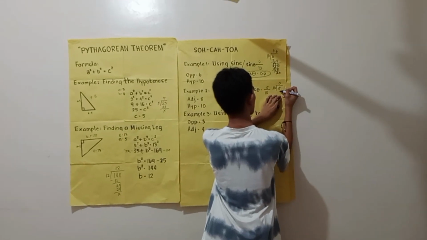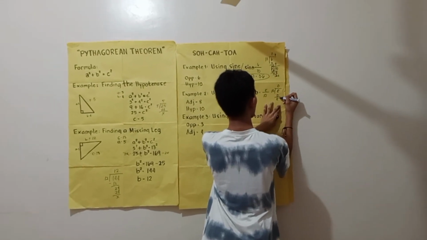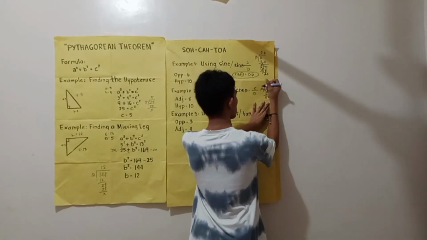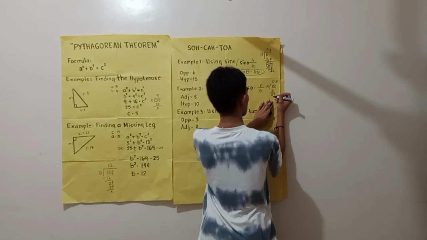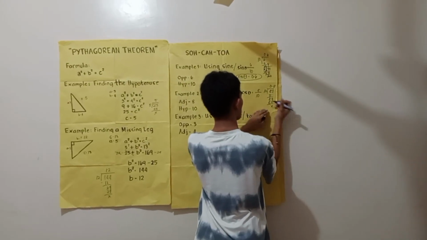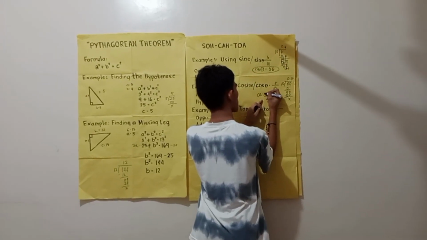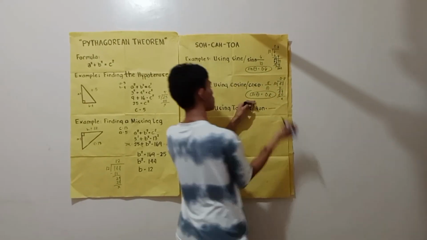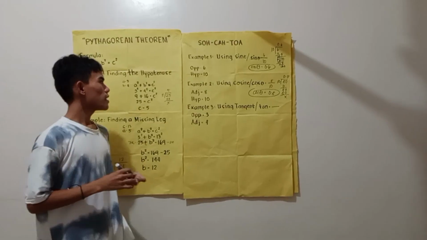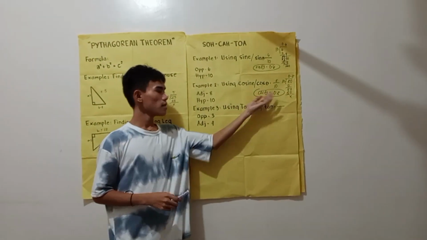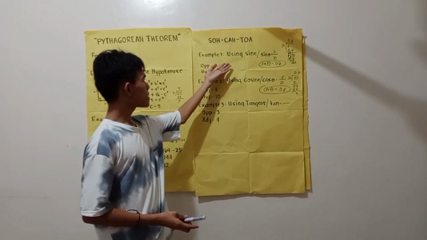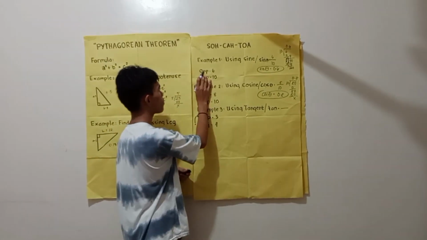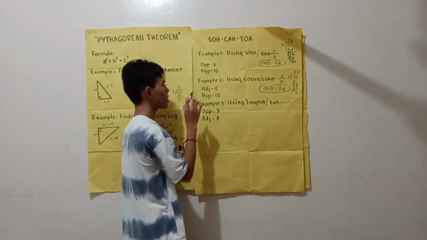So 8, bring down 0 here. Just add a decimal point here, and 80 divided by 10 is equal to 8. 8 times 10 is equal to 80. So the value of cosine is 0.8. The final answer for example number 2 for cosine is 0.8. Same process as sine, but they differ here: opposite and hypotenuse versus adjacent and hypotenuse.